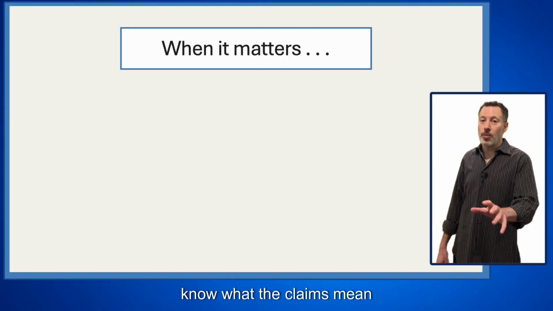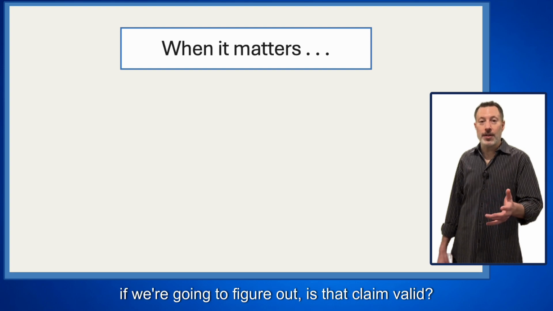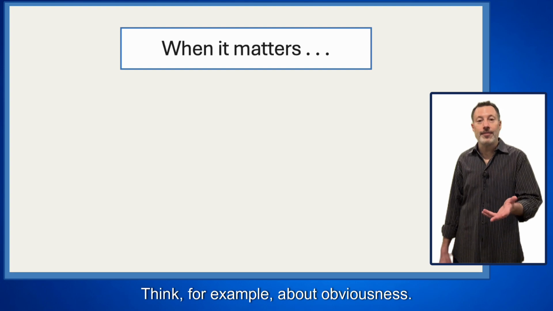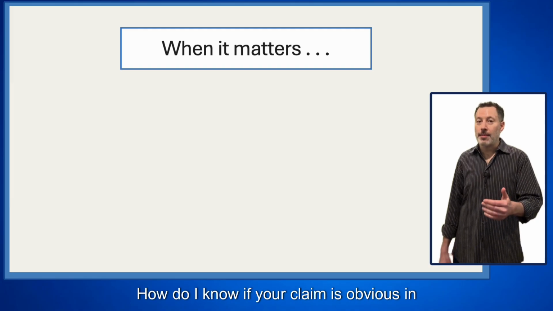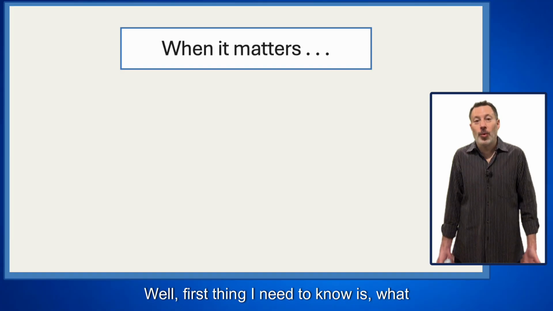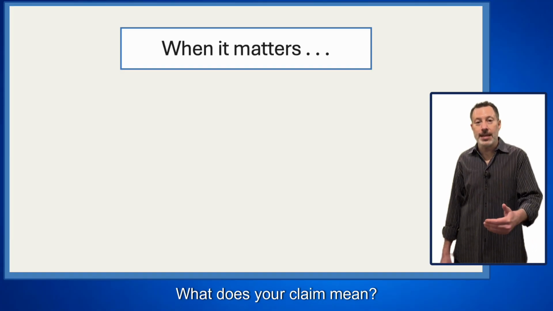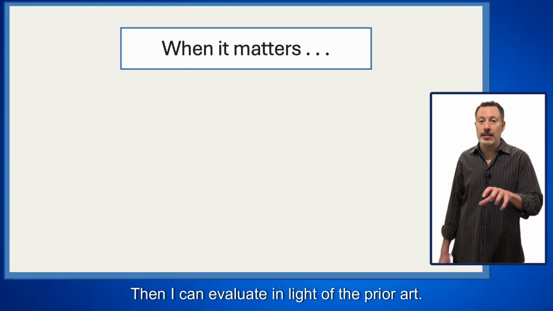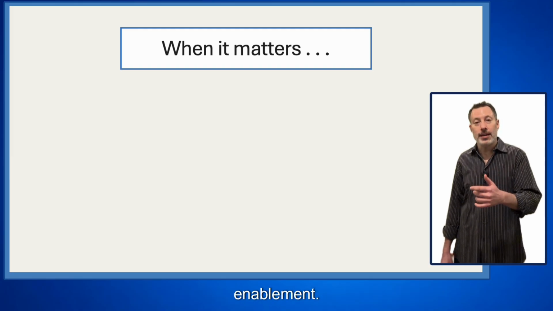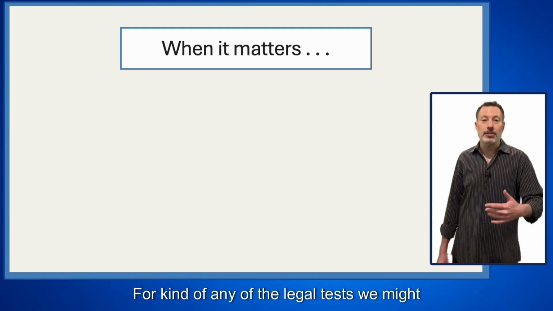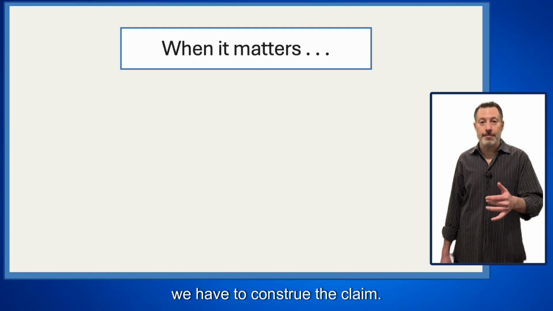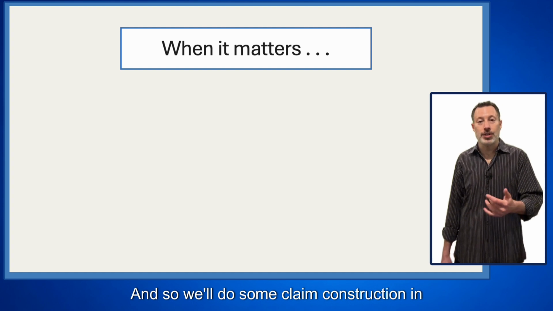Because we need to know what the claims mean if we're going to figure out, is that claim valid? Think, for example, about obviousness. How do I know if your claim is obvious in light of the prior art? Well, first thing I need to know is, what did you claim, right? What does your claim mean? Then I can evaluate in light of the prior art. So too for anticipation, so too for enablement, for kind of any of the legal tests we might need to do at any stage, we have to construe the claim. And so we'll do some claim construction in the IPR.